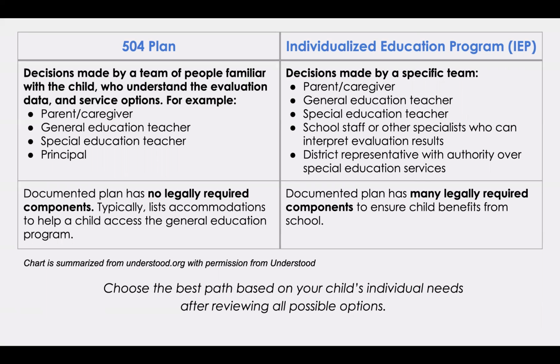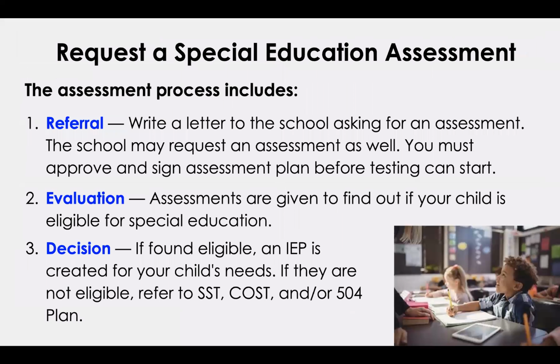A 504 plan includes a documented plan that has no legally required components. Typically, it lists accommodations to help a child access the general education program. But the IEP includes a documented plan that has many legally required components to ensure the child benefits from school. Choose the best path based on your child's individual needs after reviewing all the possible options.